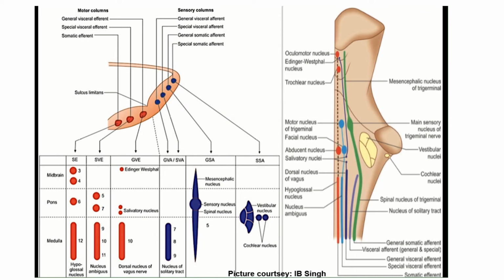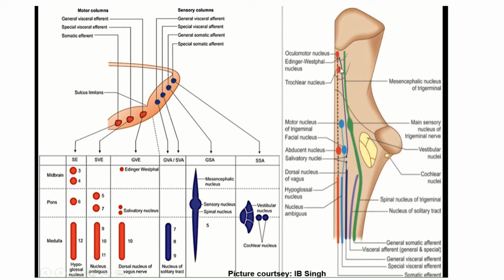Now let us learn all the cranial nerve nuclei derived from each functional column. So coming to the first column, that is the somatic efferent column. The somatic efferent column, as I've told you, is responsible for supplying the striated muscles of somatic origin and has the following nuclei. The first nucleus is the oculomotor nucleus. This nucleus lies in the upper part of the midbrain at the level of the superior colliculus and is responsible for supplying all the extraocular muscles except lateral rectus and superior oblique.